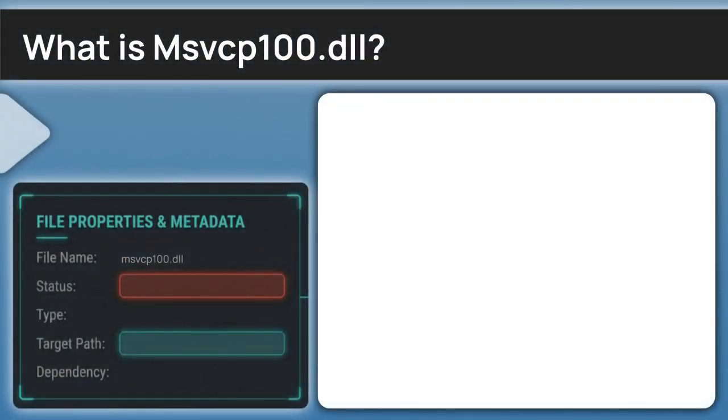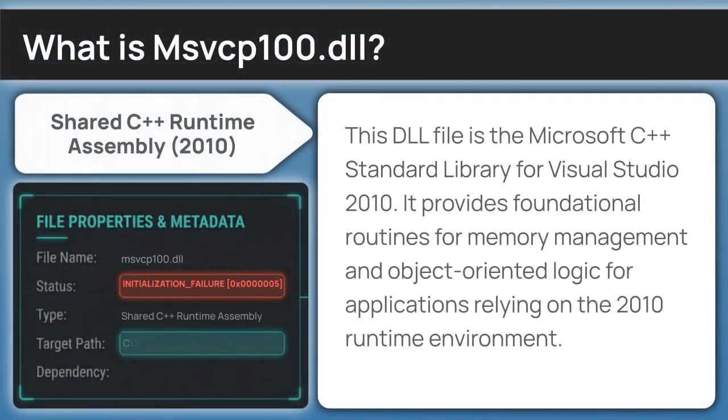This DLL file is the Microsoft C++ standard library for Visual Studio 2010. It provides foundational routines for memory management and object-oriented logic for applications relying on the 2010 runtime environment.